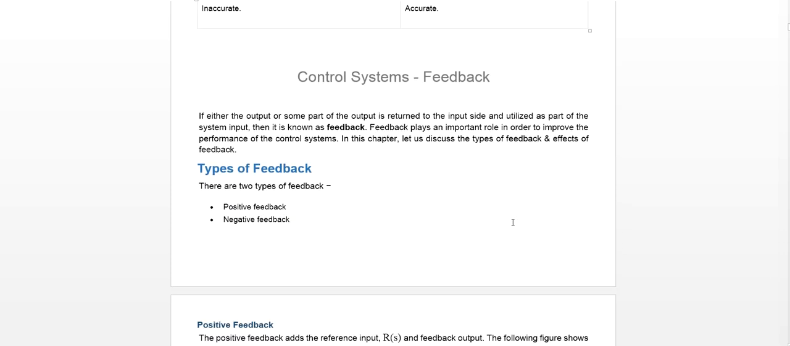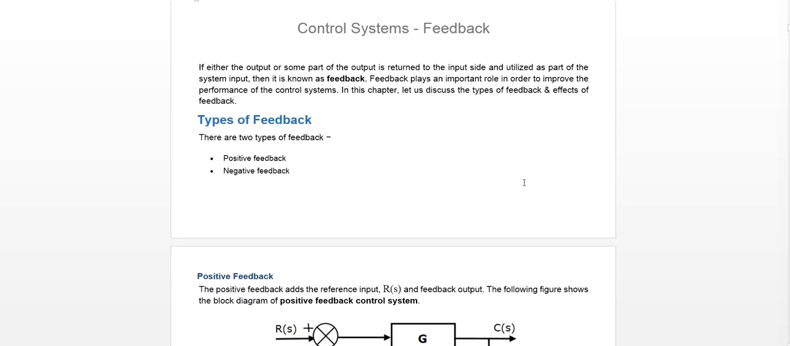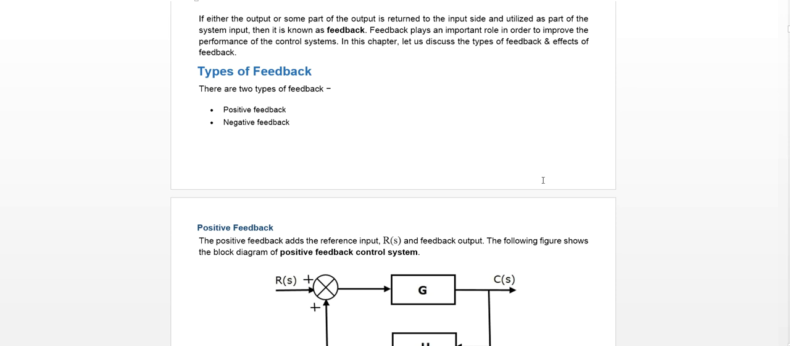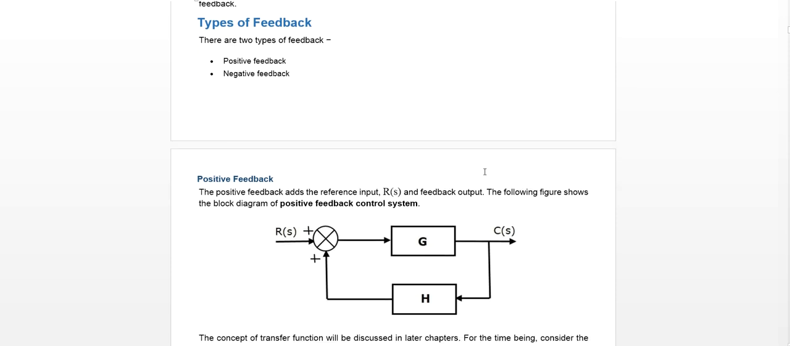So let's go to types of feedback. If either the output or some part of the output is returned to the input side and utilized as part of the system input, then it is known as feedback. Feedback plays an important role in improving the performance of control systems. In this chapter, we are going to discuss the types of feedback and the effects of feedback. There are two types of feedback: positive feedback and negative feedback.